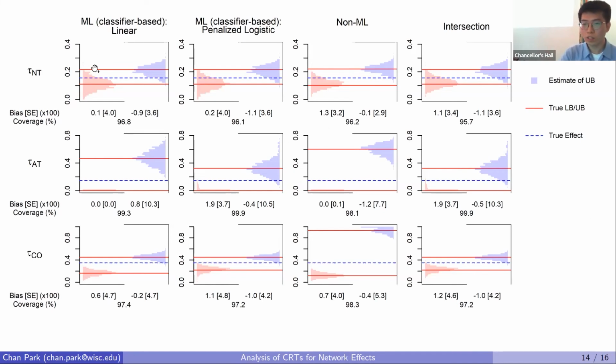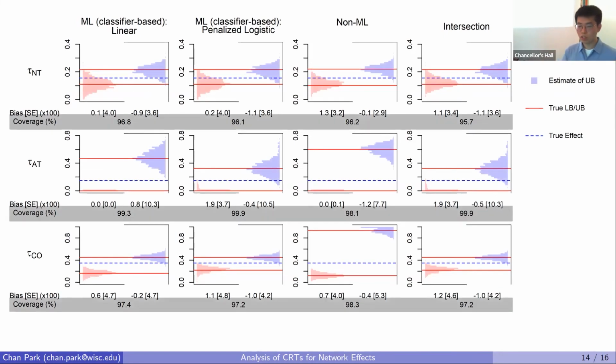And this red histogram and blue histogram are centered around the population level lower and upper bounds, which shows the consistency of the estimate across all methodologies. And when we see the empirical coverage of the 95% bootstrap confidence interval, it is always greater than the nominal coverage, which validates the usage of the bootstrap-based confidence interval.